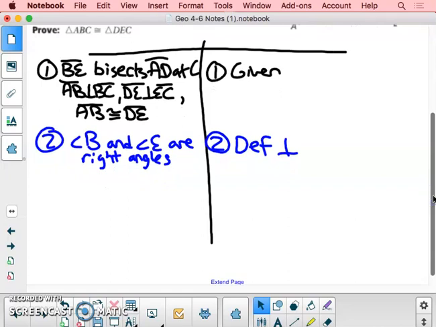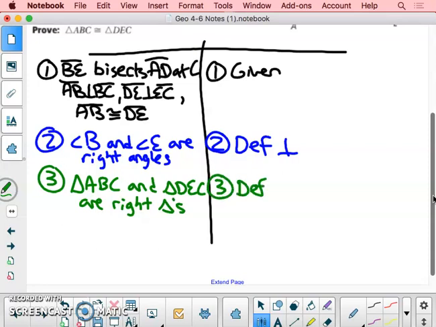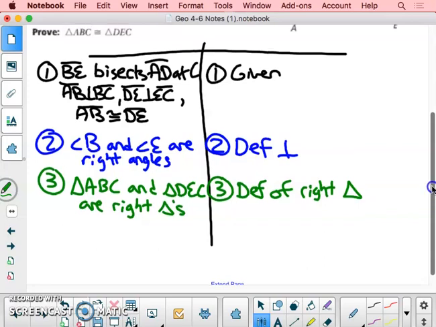The reason that I want to say that they're right angles is so that I can say that the triangles are right triangles. Triangle ABC and triangle DEC are right triangles then. The reason they're right triangles is by definition. So definition of right triangle. Right triangles have one right angle each. So I just proved that there's a right angle in both of those triangles.